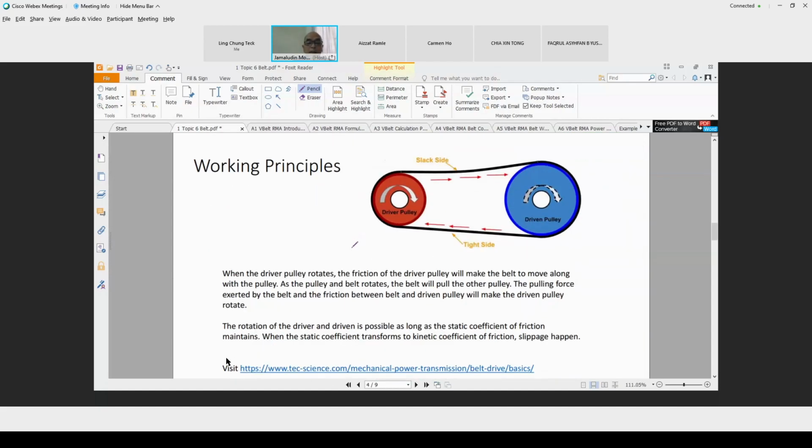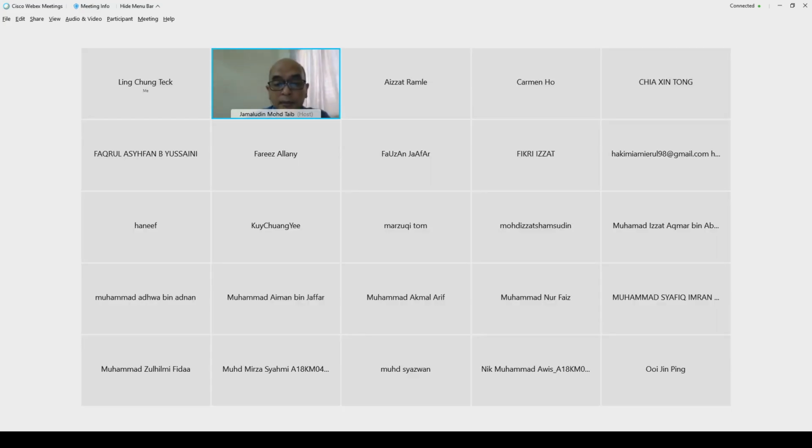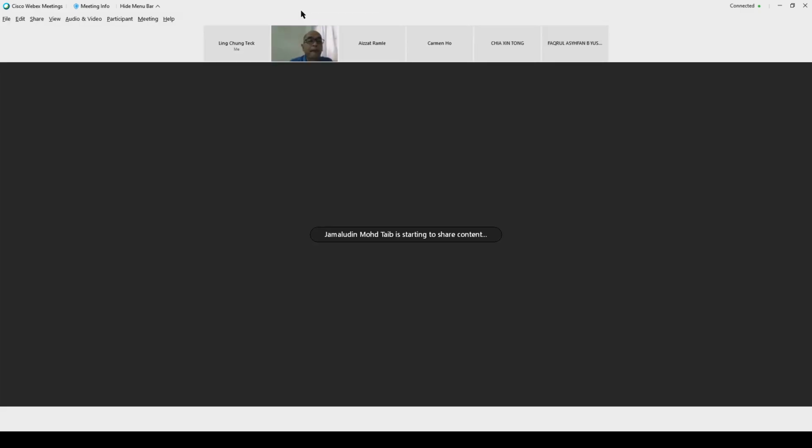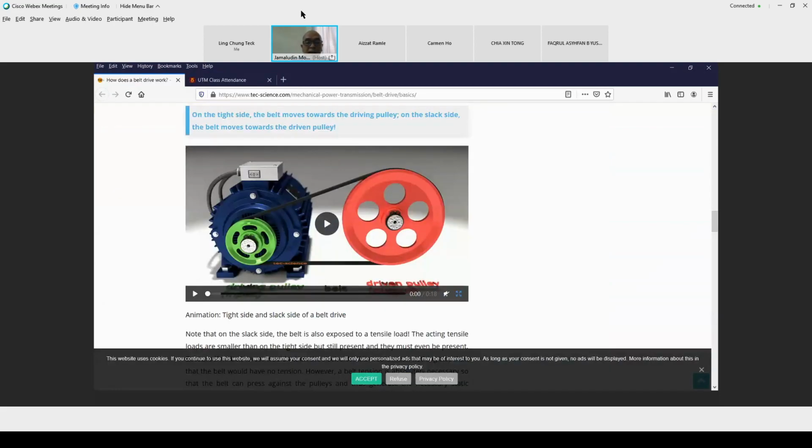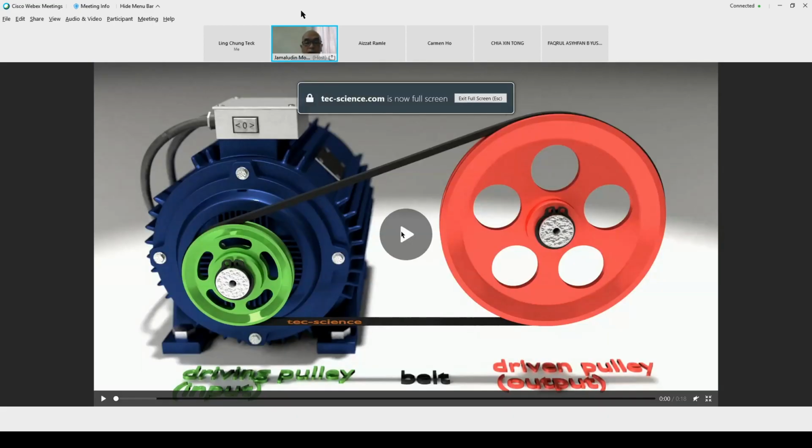Okay, this is an example of the working principle of the belt. I have one example. I stop sharing now. One example video to show you the working principle of the belt. Okay, hopefully you can see the belt. Can you see how it works?